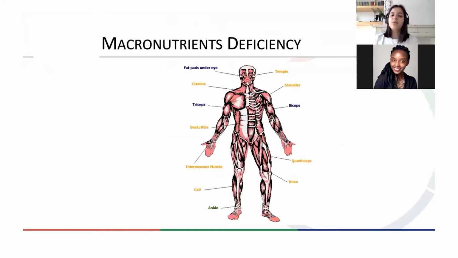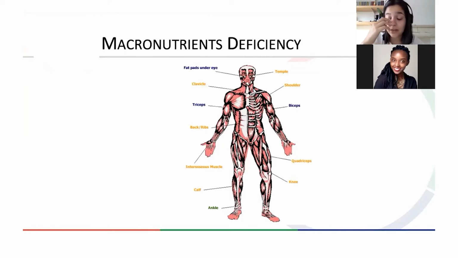Talking about micronutrient deficiency, where in the body can we see that this can be very easy to identify? Well, usually it is in places where fat tends to accumulate. So, for example, in the back ribs, in the clavicle, and the temples, but also where the muscle tends to accumulate. You will see that by looking at an individual, for example, the fat pads under the eye.